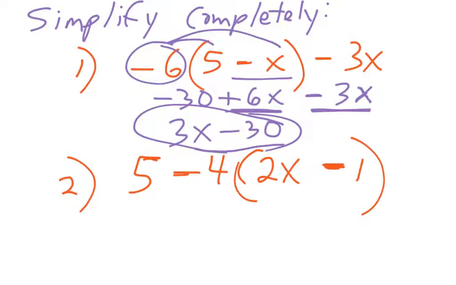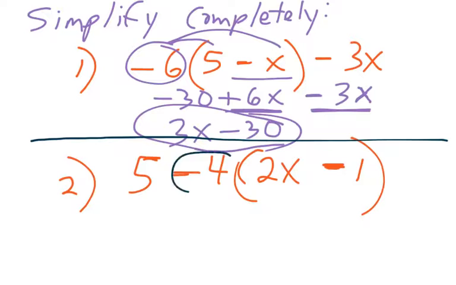Now I will admit here, for some people, it's very tempting to subtract 5 minus 4, but actually you cannot do that. Why? Because it's actually negative 4 that is being multiplied to this parenthesis. And remember, multiplication takes priority over addition and subtraction. So we actually have to distribute first. So we're going to take this negative 4. And notice again I said negative 4 because 4's sign is found to the left of it.